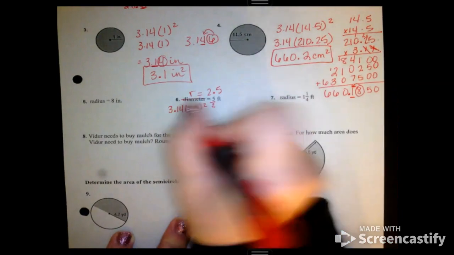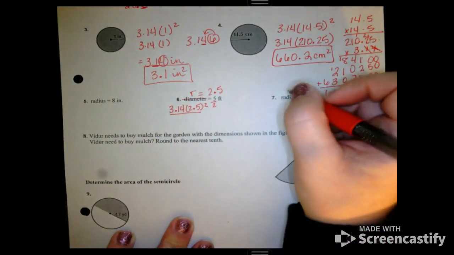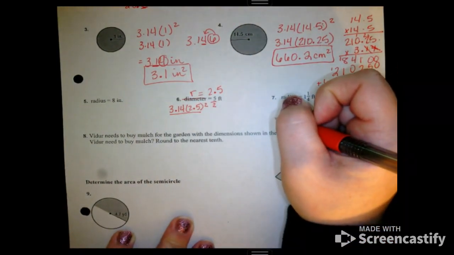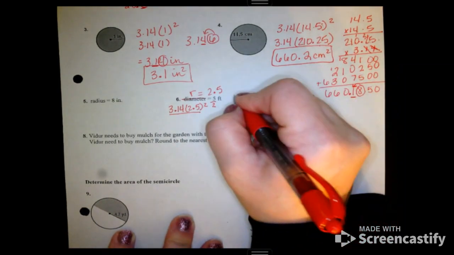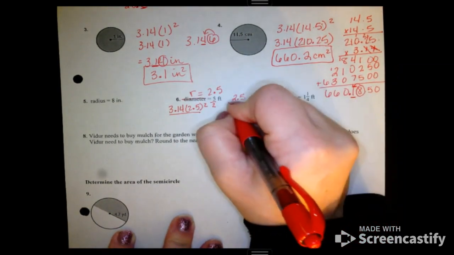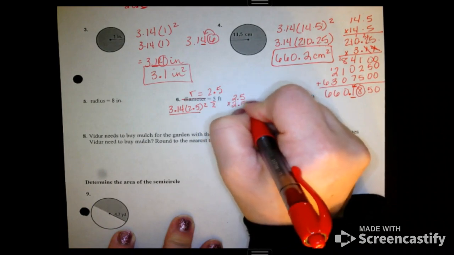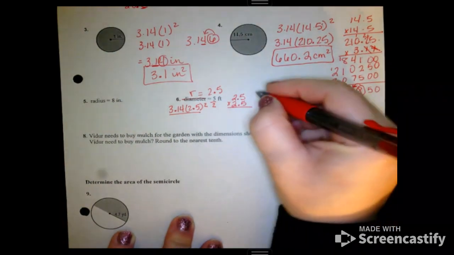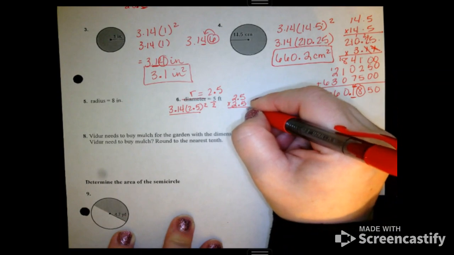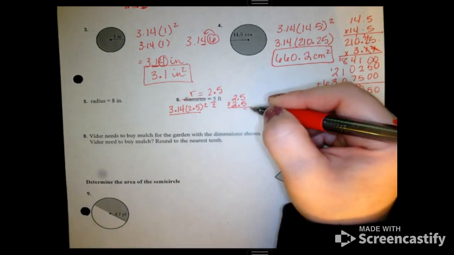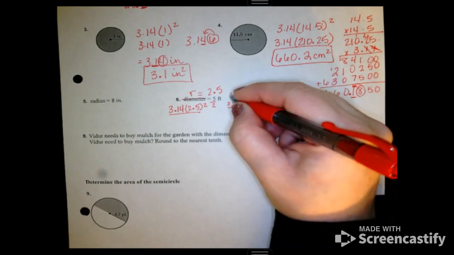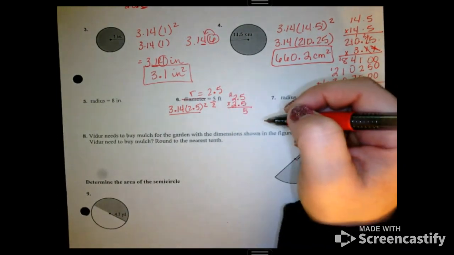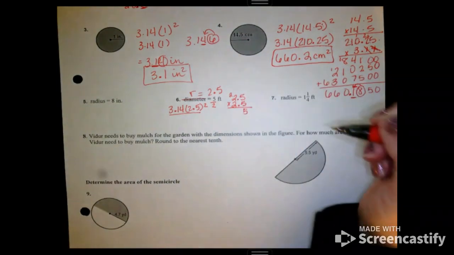Okay, so there's my formula. That's how I set it up. 3.14 times 2.5 squared. So 2.5 squared means I have to do what? 2.5 times 2.5. Okay, so 5 times 5 is? 25. Okay, carry my 2. 5 times 2 is 10, plus 2? 12.